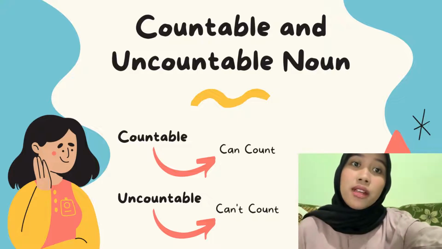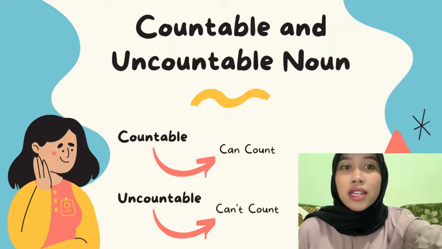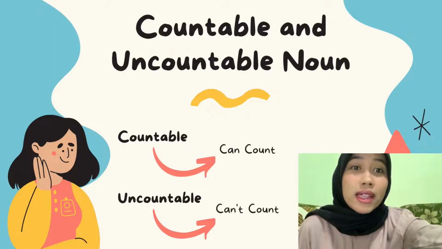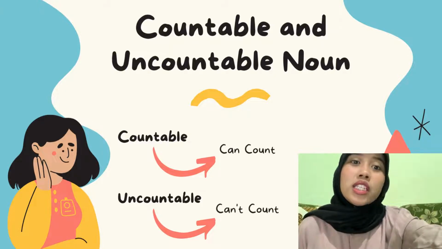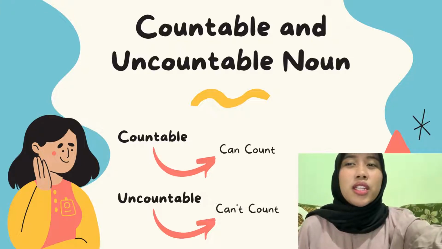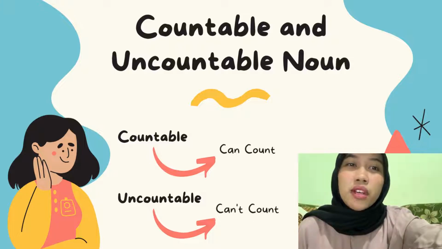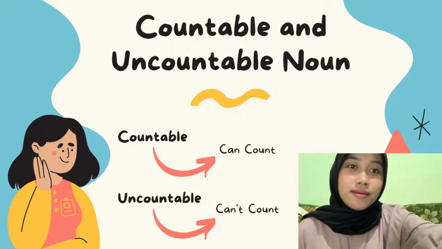So basically, the definition of countable noun is something that you can count, but uncountable noun is something that you can't count. If you have a question why these things can't be counted, it's because they are too small, too grainy, or too gooey to count. Although they may come in individual pieces, it's really difficult to count. So the thing's called uncountable noun.